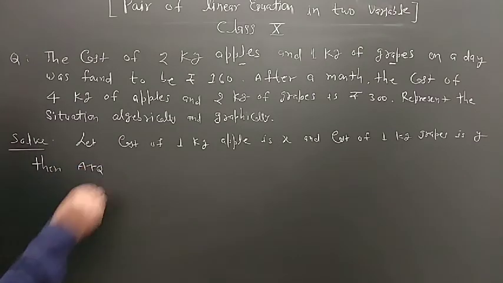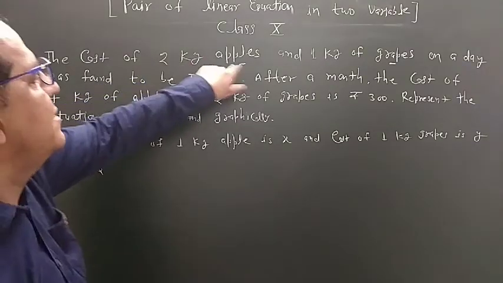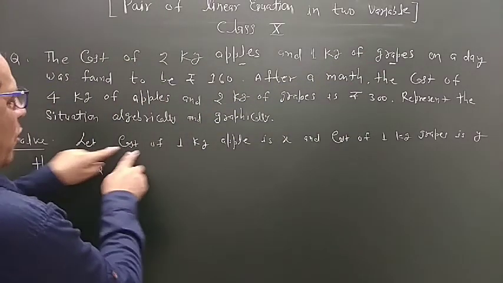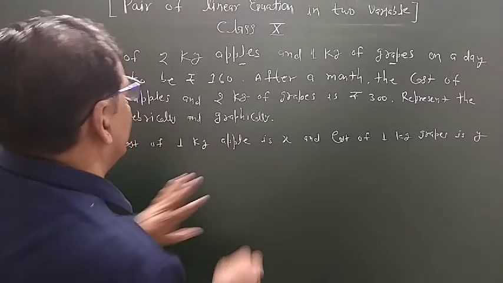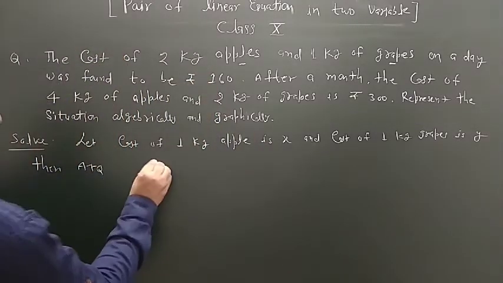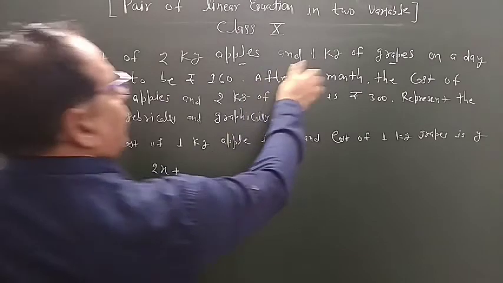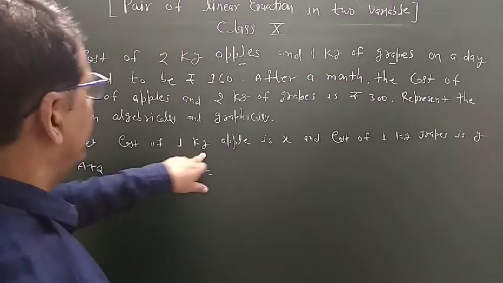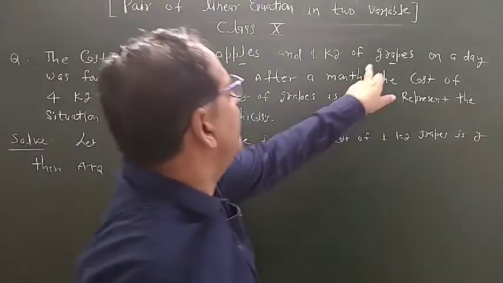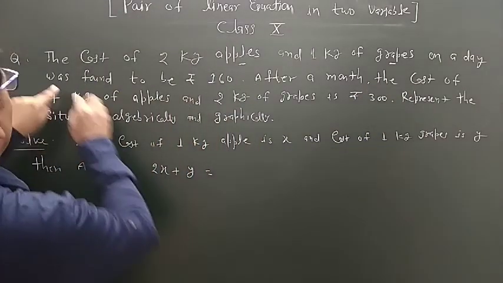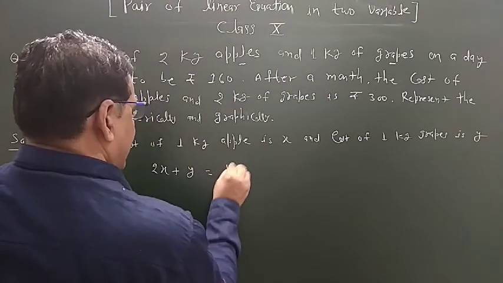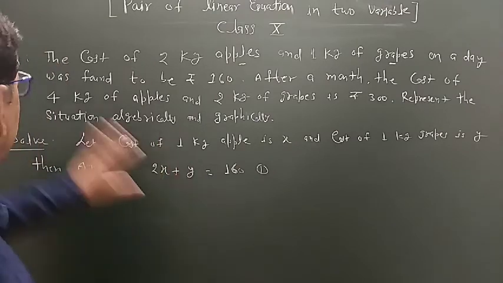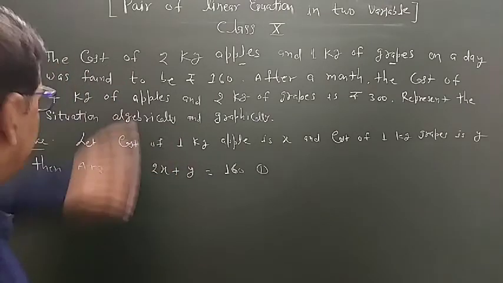Then according to the question, 2 kg of apples and 1 kg of grapes. We are assuming that the cost of 1 kg of apple is x. So 2 kg of apples cost 2x, and 1 kg of grapes costs y, and this is equal to 160. This is the first situation. This is the first equation according to the situation.